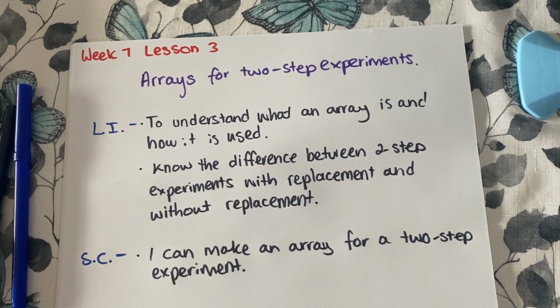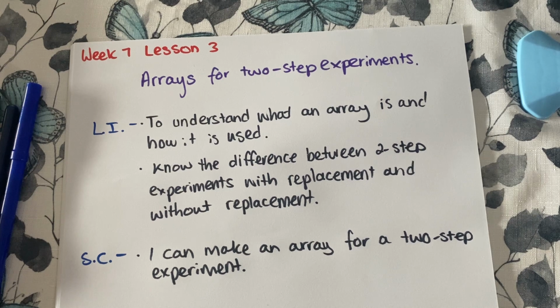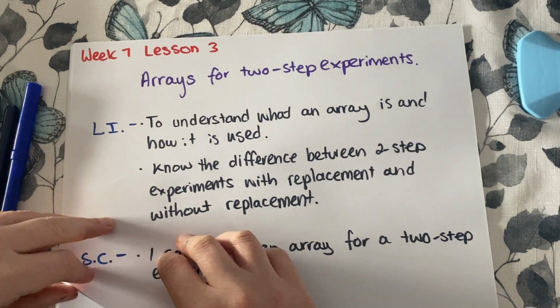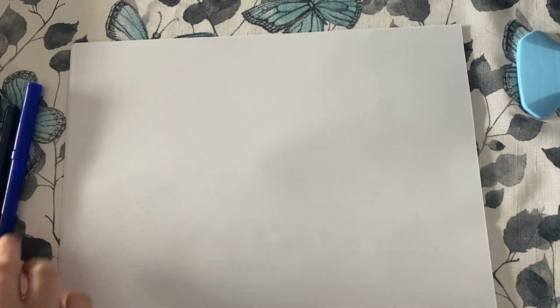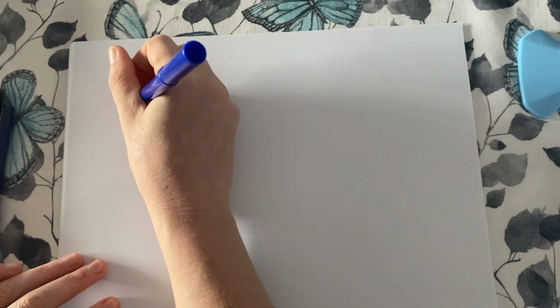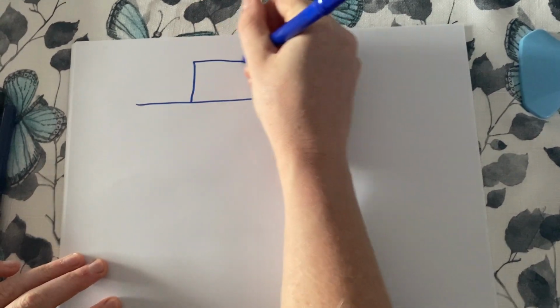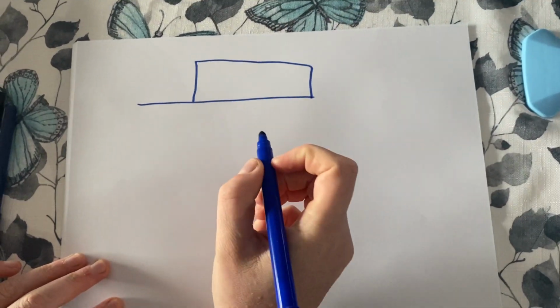Also, because part of it, the with replacement might be easy for some, but the without might be hard. So what we're going to do is have a real quick look at what an array is and what it represents. So an array is a table. So let's draw one. I'm really bad at drawing these.